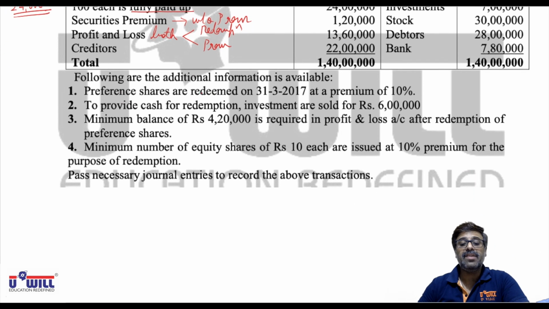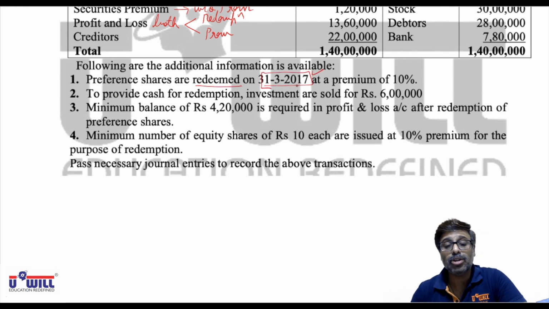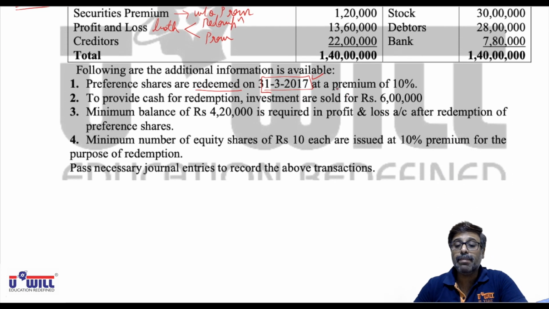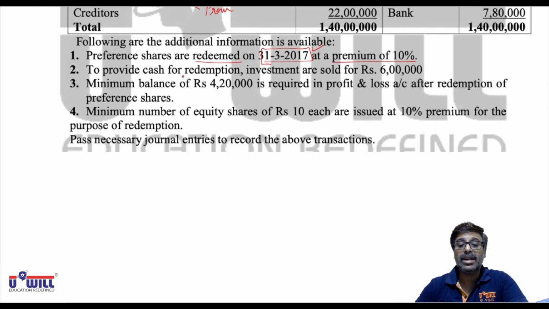Following is the additional information available. Preference shares are redeemed on 31/3/17. The date is given in this question, so as a one-time heading we can also give the date in our solution. Now they are to be redeemed at a premium of 10%. To provide cash for redemption, investments are sold for 6 lakhs.